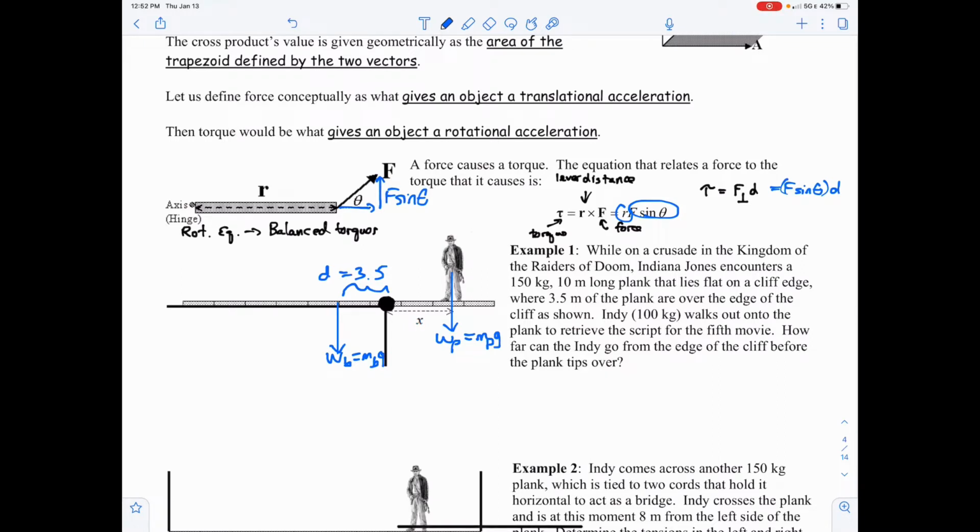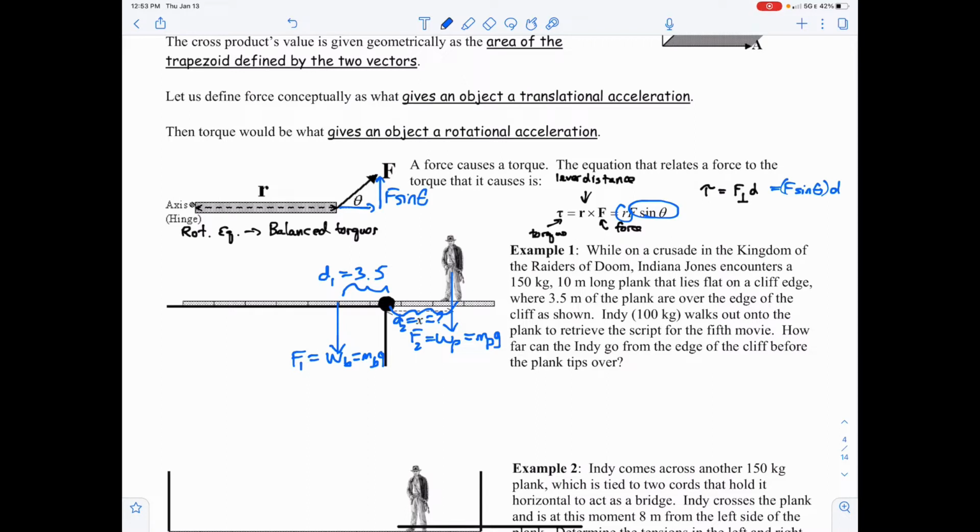Now, since I'm going to be using this equation right here, I'm going to reference forces as force 1, force 2, etc. So I'm going to call this one force 1, and I'm going to call the weight of Indy force 2. That makes this corresponding distance for this force D1. D1 goes with force 1. And that makes this unknown x here D2. That's what we're looking for. We're looking for x, which is D2.